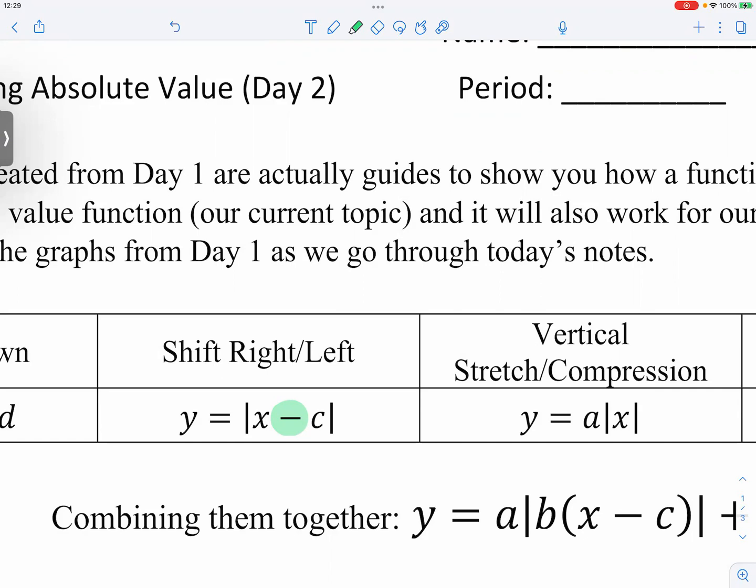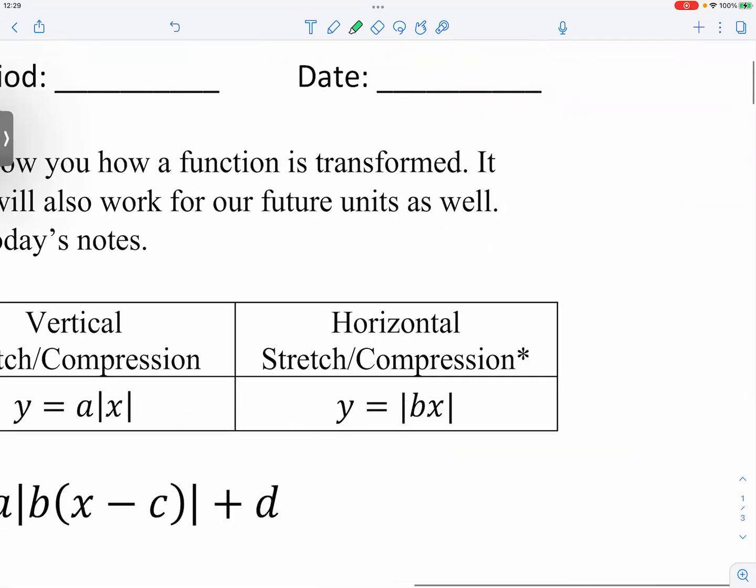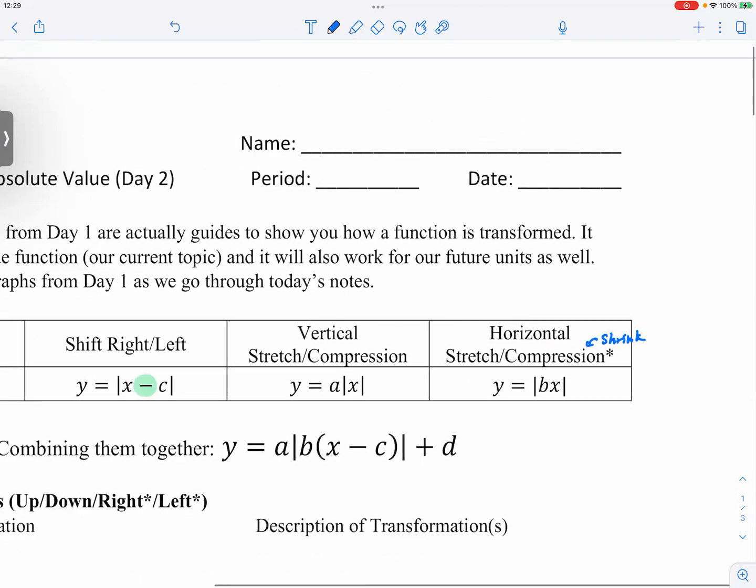then last but not least, we have the horizontal stretch or compression. Now, you can also write down shrink right here. Okay, so compression, shrink, same thing. So it's the B number. Now let me make it very official.